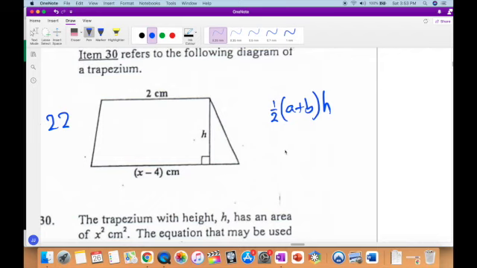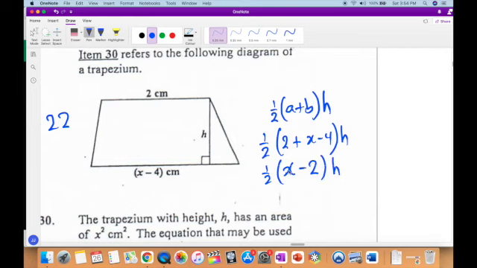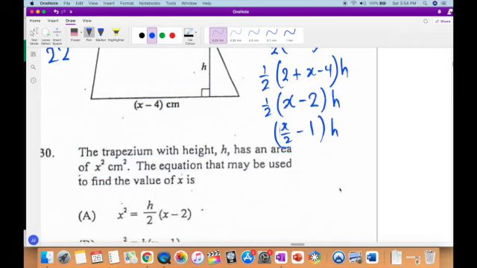A half of a plus b times the perpendicular height is the area, and a plus b is the two parallel sides. So it's a half of 2 plus x minus 4 times that perpendicular height h. So that is a half of 2 is, well, actually let me work out this first. A half, inside the brackets, of 2 plus x minus 4. That's x minus 2, right? Times h. So now I could see that this is x on 2 minus 1 times h. So let me see if it has anything.